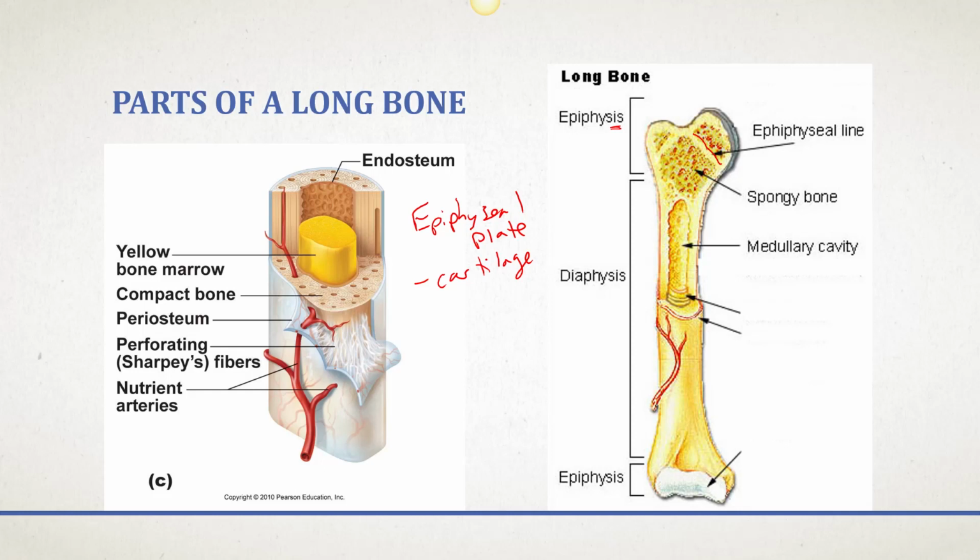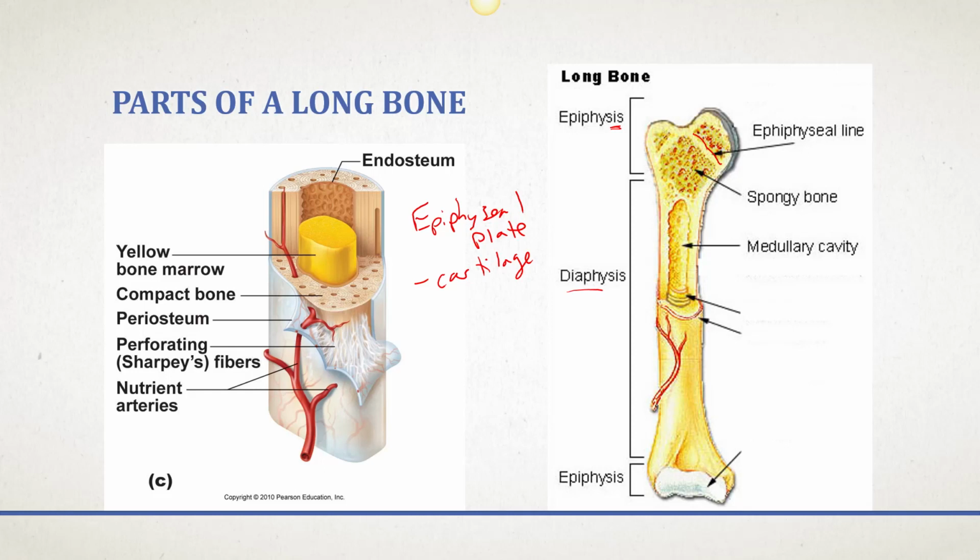The spongy bone you'd find at the ends of the long bone, and the compact bone you'd find in the shaft of the long bone. Another word for the shaft is the diaphysis. So the diaphysis is the shaft of the long bone. In the center of the diaphysis, you're going to find the medullary cavity, and the medullary cavity contains bone marrow.